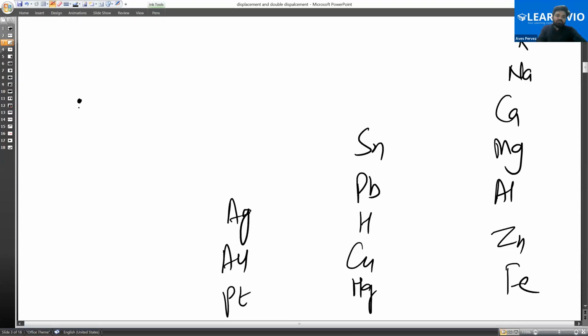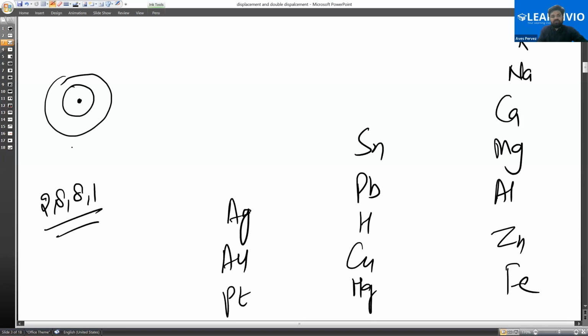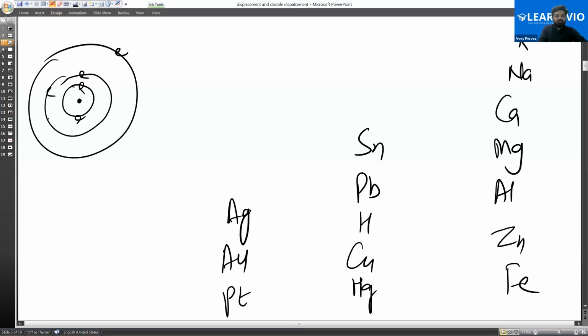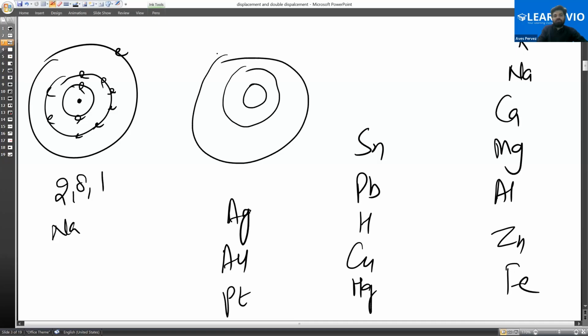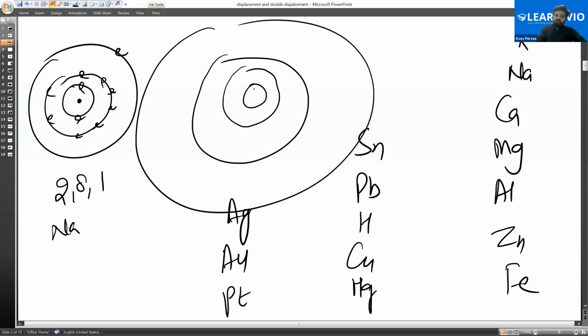If we check the electron configuration of potassium, that is 2, 8, 8, 1. This is the electron configuration of potassium. Sodium is 2, 8, 1. This is the electron configuration of sodium. For potassium, 2 in the first shell, then 8, then 8, and then the last electron is 1.